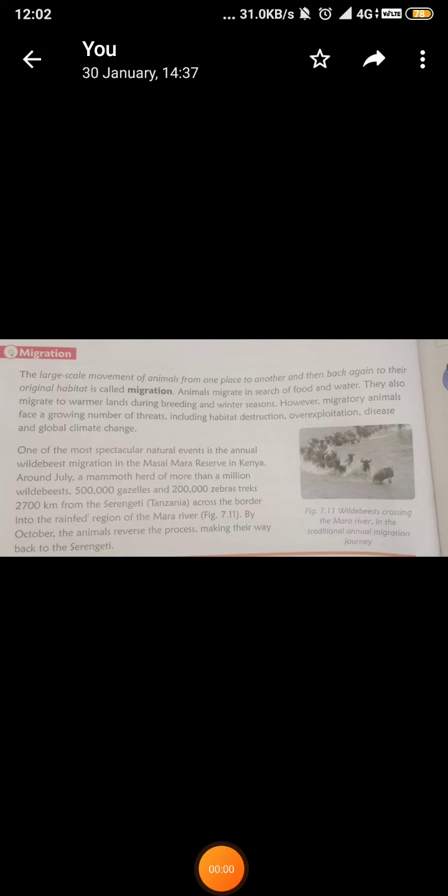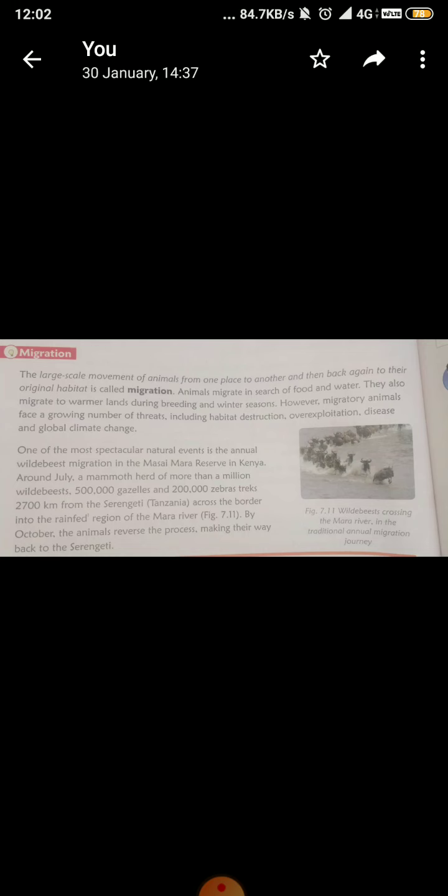Now we are doing the next topic, migration. First of all, we are discussing what is migration. As you are familiar with this term, migration, what is that? The large scale movement of animals from one place to another and then back again to their original habitat is called migration. Again I am repeating, the large scale movement of animals from one place to another and then back again to their original habitat is called migration.